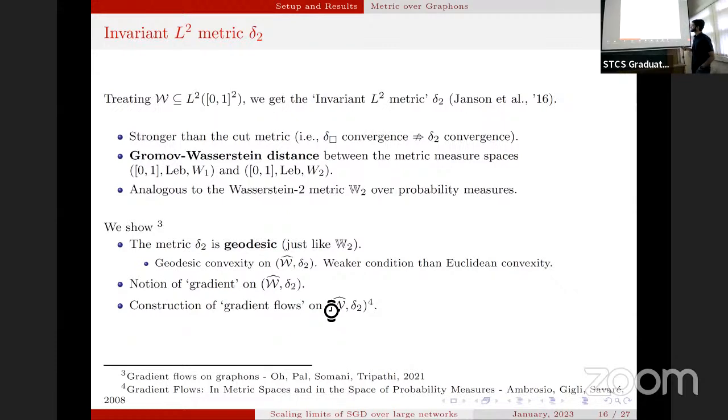Once we have a metric space which is geodesic, there exists a notion of gradient on the space also. Not precisely, but there exists a notion of gradient, which I'll explain in a second. Once you have a gradient, we can also construct gradient flows, which we do on the space of graphons with respect to the delta 2 metric. The steepest descent has to be taken with respect to the delta 2 metric, which is L2. You might guess that it is very amenable to Euclidean gradients, because Euclidean gradients are also L2 gradients.